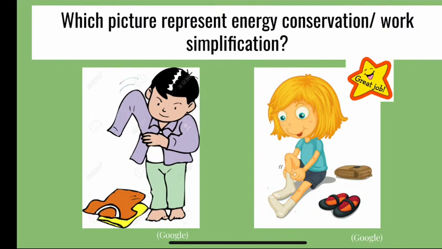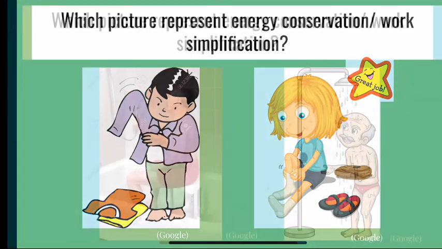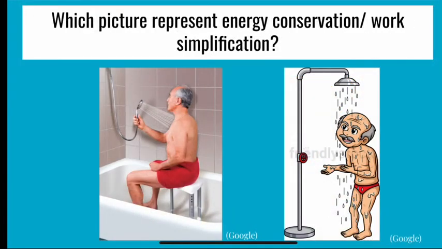She has better stability and balance to put on clothes, and she has better control over her upper body. She's also conserving her energy by avoiding overbending and overreaching movements to reduce strain and stress on her body. Please take a second and review these two pictures. Which picture represents energy conservation and work simplification?